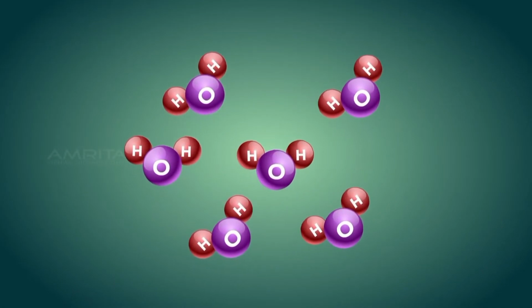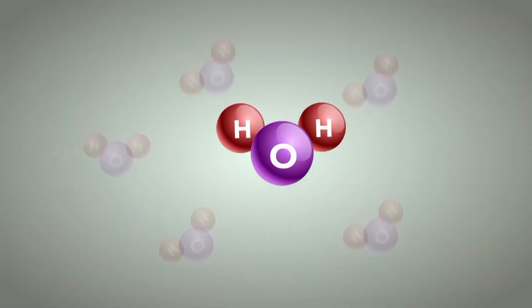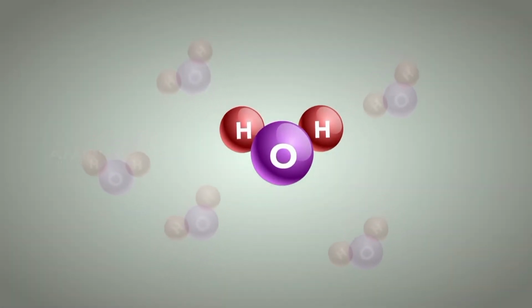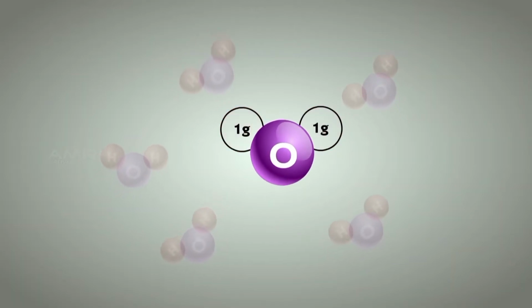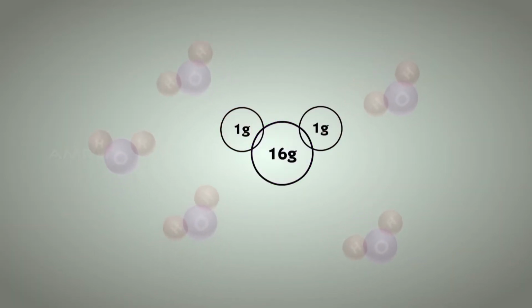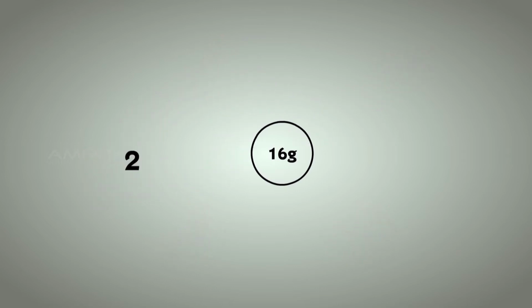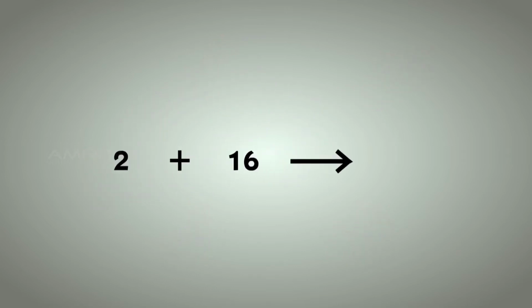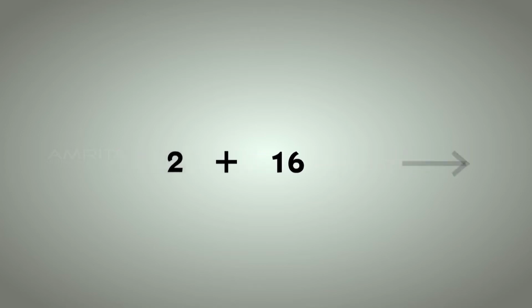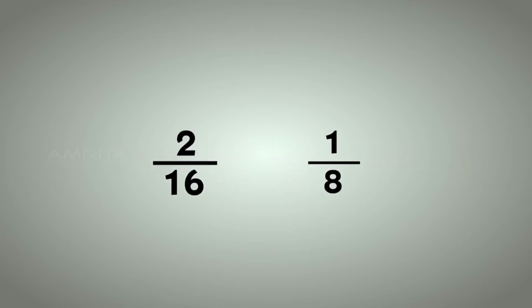As such, a water molecule contains 2 hydrogen atoms, each of relative mass 1 gram, and 1 oxygen atom of relative mass of 16 grams. This means that there are 2 grams of hydrogen and 16 grams of oxygen in 18 grams of water. So in a water molecule, hydrogen and oxygen are present in the ratio of 1:8. The example shows the application of law of definite proportion.